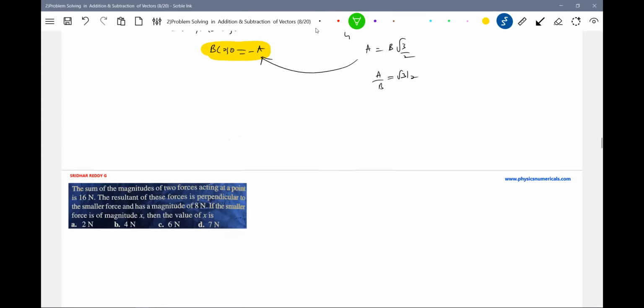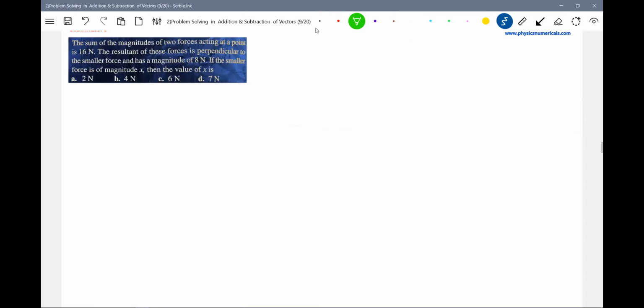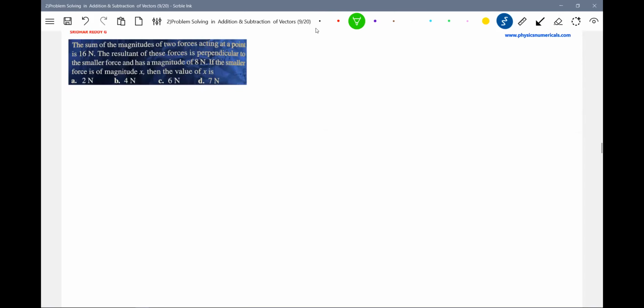We have to just keep on solving them. Nothing is there, just draw the diagram and work out things. I read the question. The sum of magnitudes of two forces acting at a point is 60 Newton. Sum of magnitudes means if I take the vector a plus b. The resultant of these forces is perpendicular to the smaller force and has a magnitude of 8 Newton. The smaller force is magnitude of x, then the value of x.